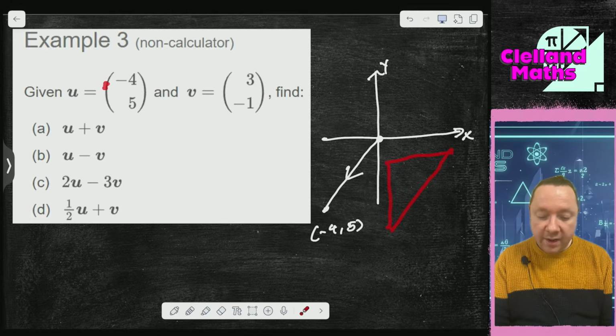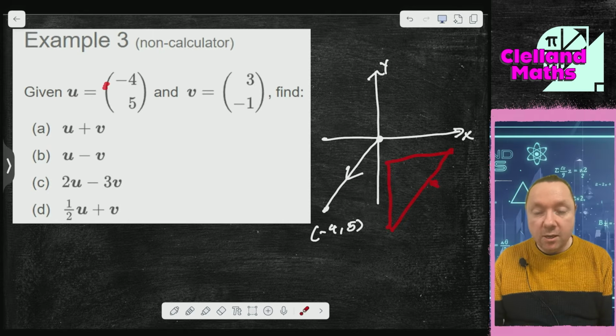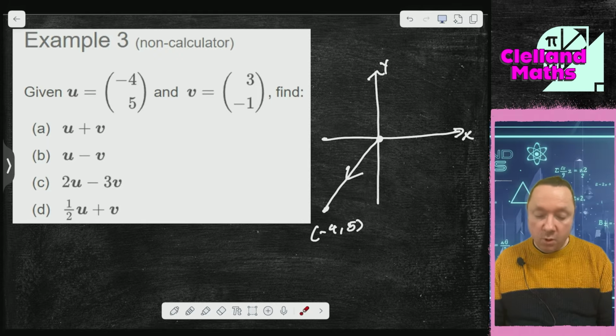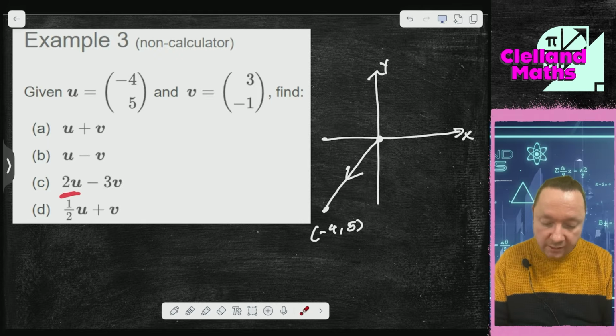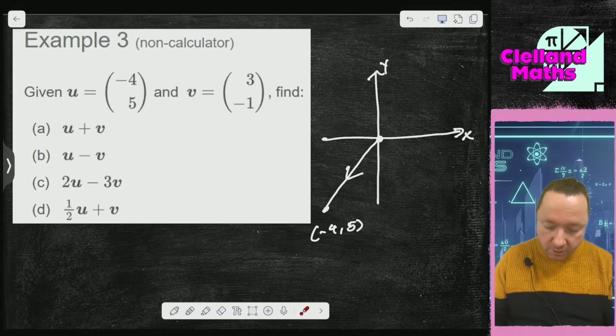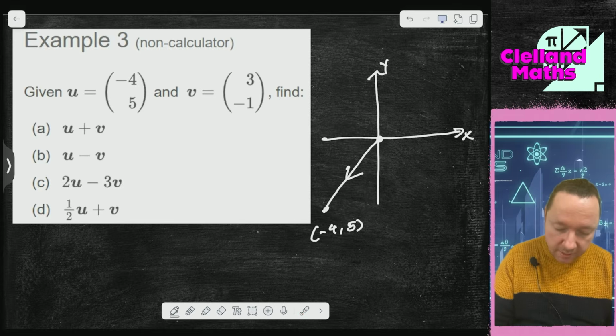Now to add vectors, you can either add them on a diagram, or in this case, you can just add them directly. You just add the top and add the bottoms. To take away, you just take away the top, take away the bottoms. To multiply, you just times each number by the thing you're multiplying by. So we'll do these ones in turn and you'll see that.